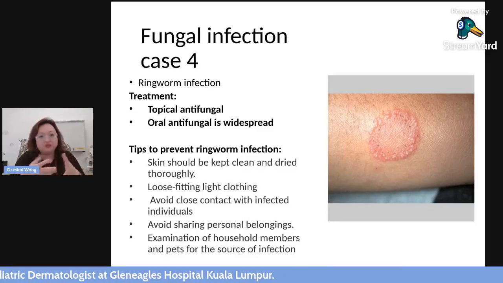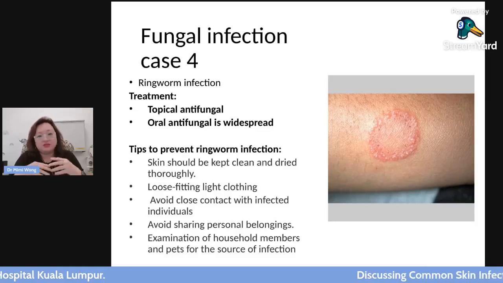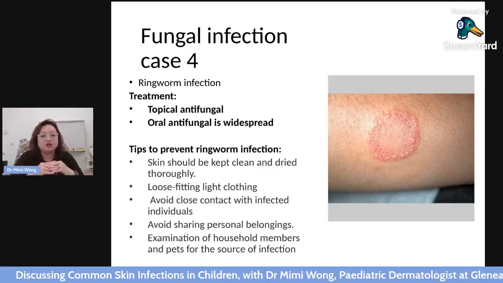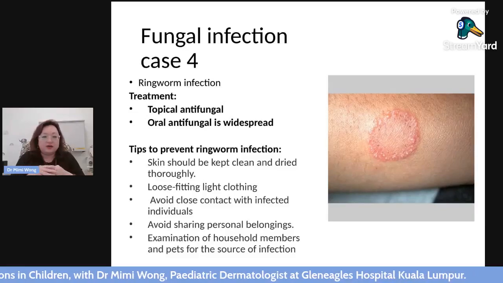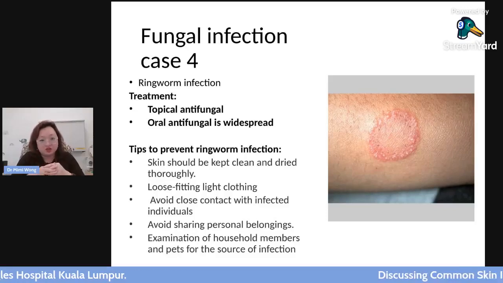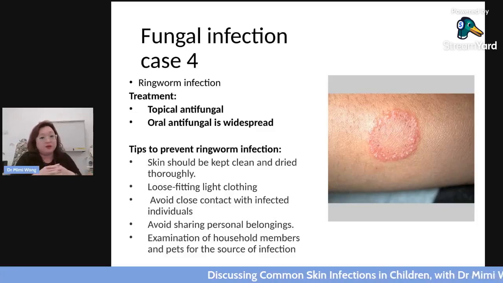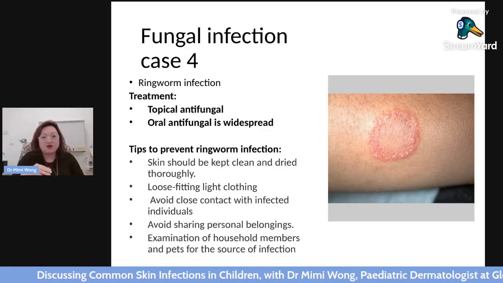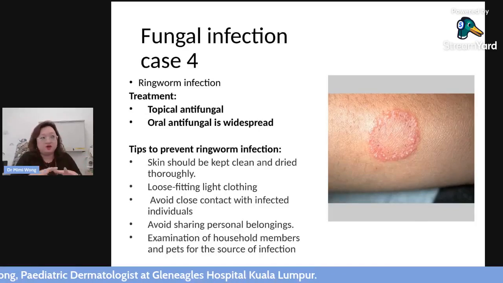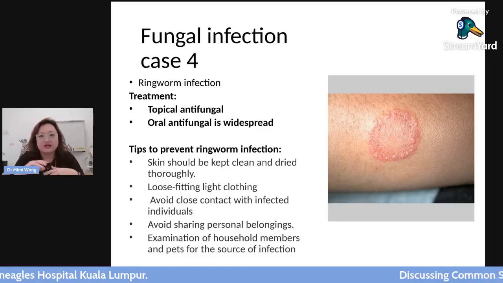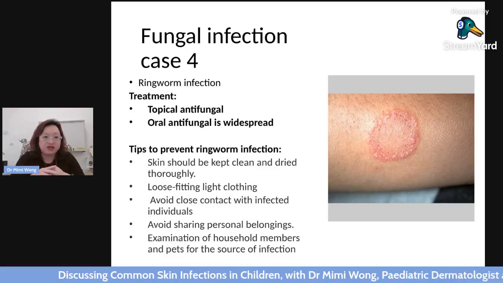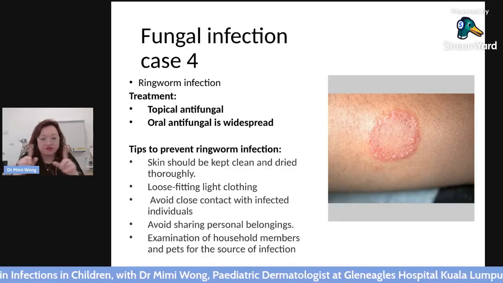I always give the following tips to prevent ringworm infection in children. Keep the skin as clean as possible and dry the skin thoroughly. Try to wear loose-fitting light clothing, especially in Malaysia, a very warm and humid country. Try not to wear very tight clothing, and the material shouldn't be nylon. Avoid close contact with infected individuals, and avoid sharing personal belongings. Very important, when the child comes in with siblings, I usually examine the siblings and also their pets if possible, because I want to look for a source of the fungal infection. A lot of the time you'll find that they are all affected. If you have a cat or a dog or pet at home, bring it to the vet to get antifungal treatment. Otherwise, you get infected again and again. It's going to be a vicious cycle.